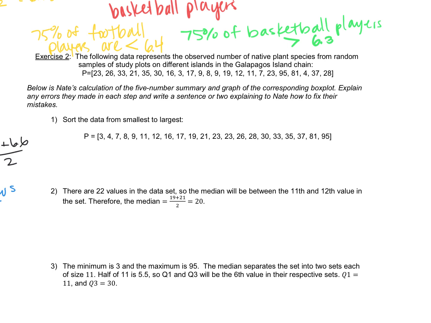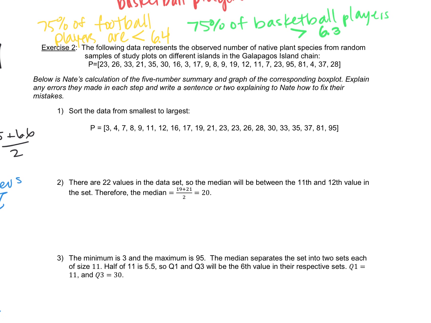All right, for this next example, they are giving us data about a number of native plant species on different islands in the Galapagos island chain. Below we have Nate's calculation, so we're going to see what Nate did and see if we can find any errors in his thinking. For part 1, it says to sort the data from smallest to largest. So just checking, 3, 4, 7, 8, 9, and so on. Yep, it looks like that's good.